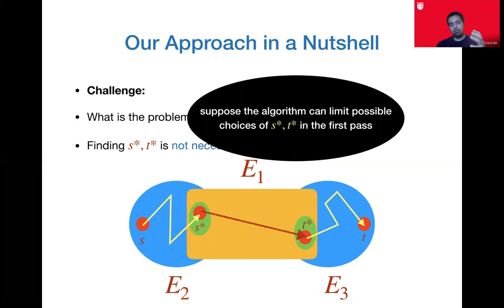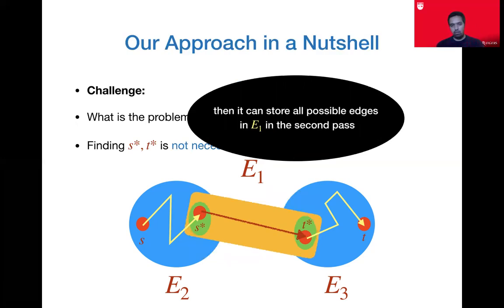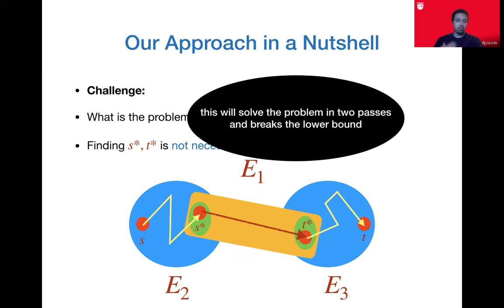Because in the first pass, you're going to say that, look, S star is in this smaller set, T star is in this set. And so in the second pass, you're just going to store all the edges between these two. Because now these sets have shrunk enough, you will be able to store them in much less than a square space. Okay? Then you can solve it in 2 passes. So this will break the lower bound if that happens.